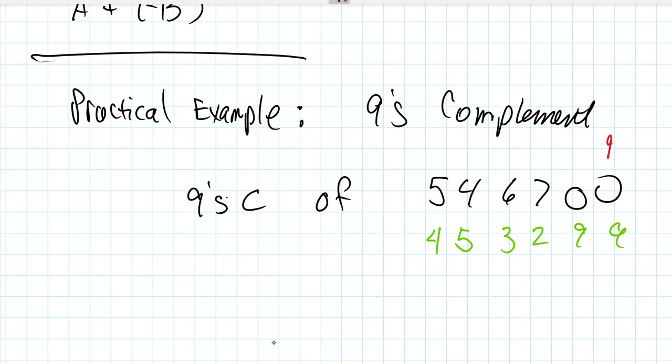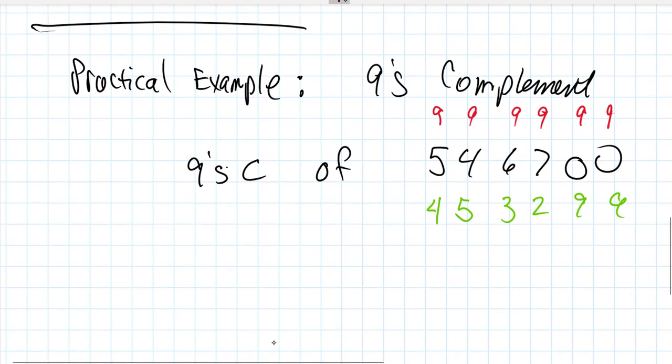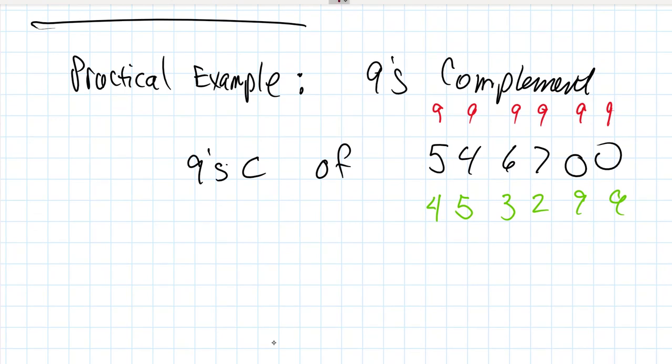Notice that an easy way also to think about this is if we had just taken a string of 9's and then did the subtraction. That would have given us the same result. Conceptually, it's just as easy to kind of do some of this math in our head and think about what value is going to give us that difference.